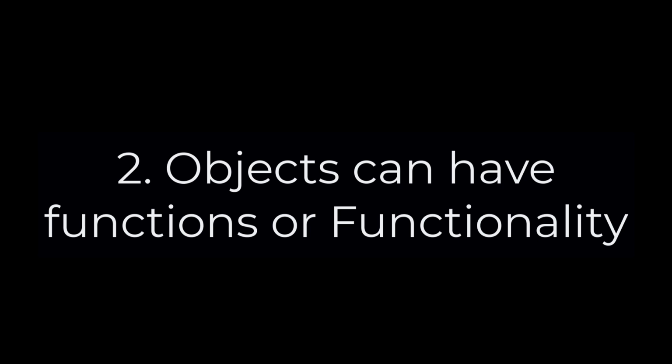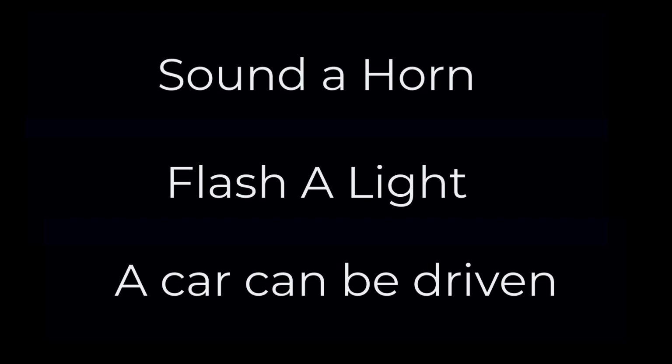The second thing is that an object can have functionality or can have the things that it can do. Still talking about the car as an object, a car can sound a horn. So that is one functionality of a car. A car can also flash a light. A car can also be driven. That is, we can drive a car. So these are some of the functionalities of a car.